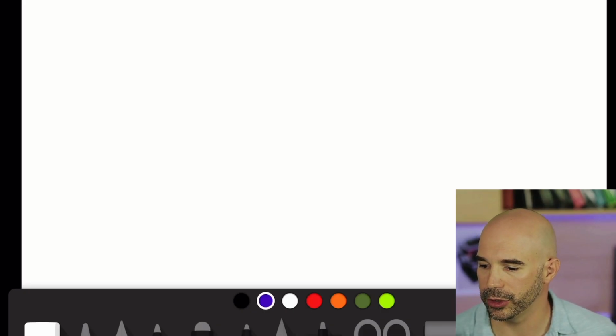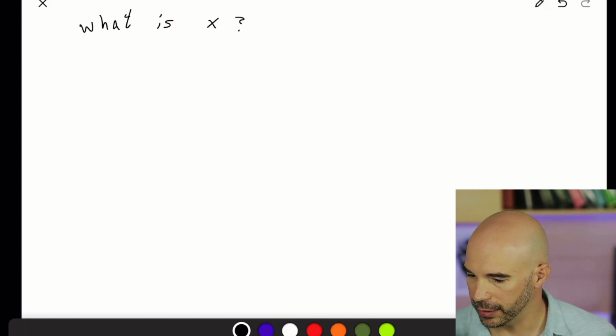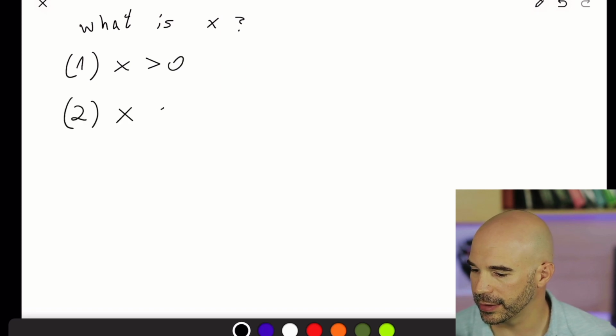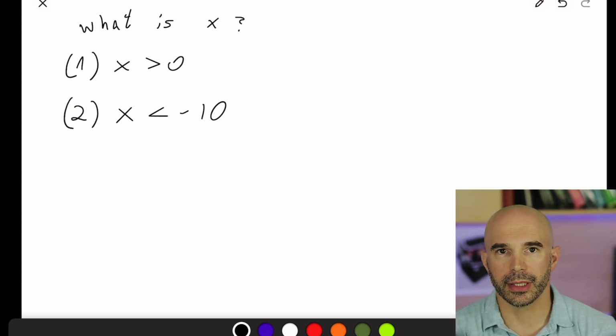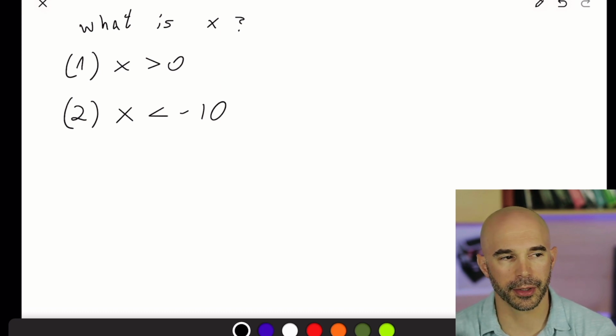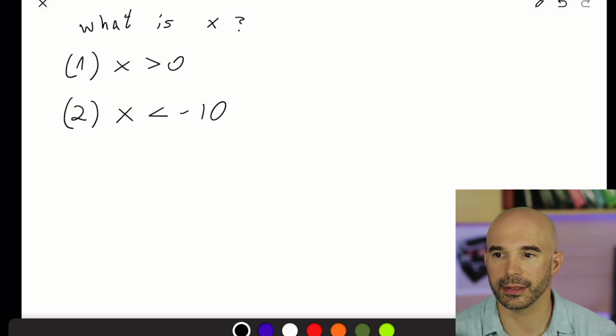Imagine that a question asks, what is the value of x? And statement 1 tells us that x is positive, and statement 2 tells us that x is less than negative 10. This is not possible. This would never happen on the GMAT, because if x is positive, how can it be less than negative 10? Think about the number line. x can't be at two different places at the same time. So if we simplified some inequalities and ended up with this, then we must have made a mistake.